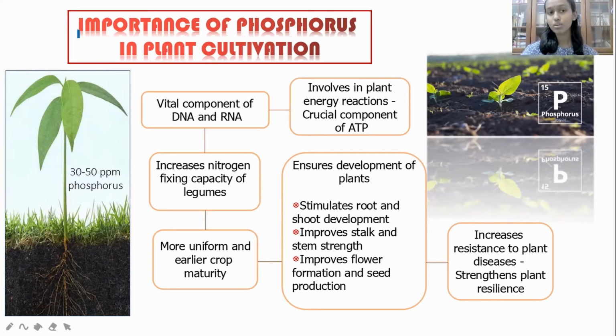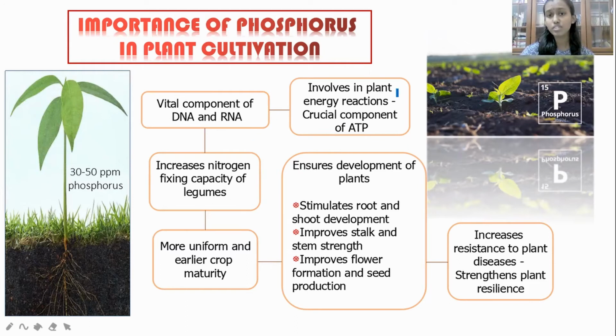So now let's go to the importance of phosphorus in plant cultivation first. So basically a plant needs around 30 to 50 ppm of phosphorus to grow healthily, because phosphorus becomes the vital component of the DNA and RNA structures in plants where gene transference is involved.